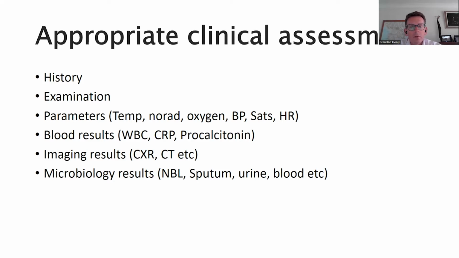We look at the blood results. We do use white count, CRP, and procalcitonin, not necessarily to look at one-off measurements, but to look at trends, to see if CRP is climbing or procalcitonin is climbing, and then also in response to antibiotics, whether it's falling or not. Imaging results, chest x-ray, CT, and then we put that together with the microbiology results: non-directed bronchial lavage, where we just put a catheter into the lungs and sample from there, sputum, urine, blood, etc. And like I say, not to overinterpret it, and always put it together with the clinical picture.